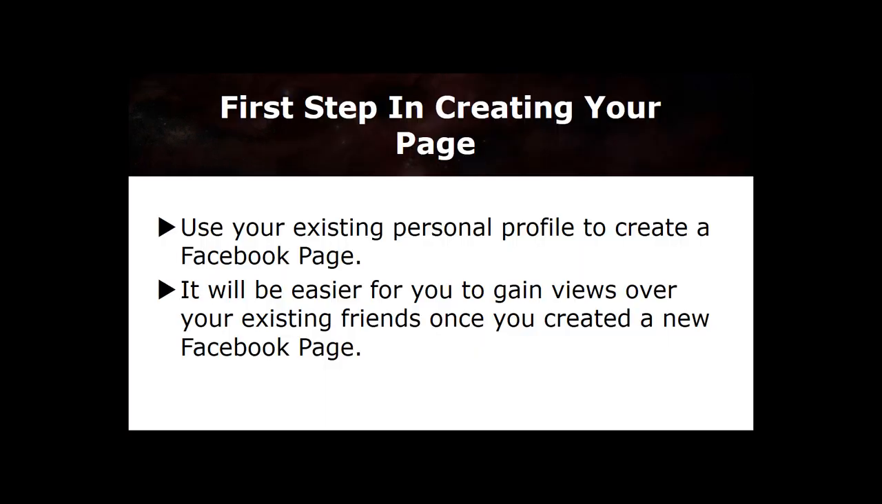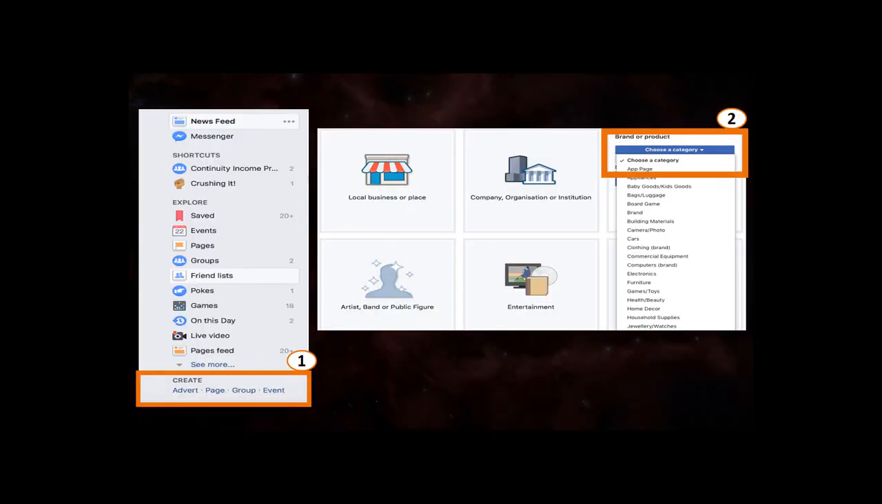To get started on your Facebook page, the first step is to use your existing personal profile to create a Facebook page. I would advise you to do so because it'll be easier for you to gain views over your existing friends once you've created a new Facebook page. Next, click on Create a New Page option on your Facebook homepage, and then you'll be prompted to choose your niche business. From here on in, I believe the process is no longer a stranger to you.